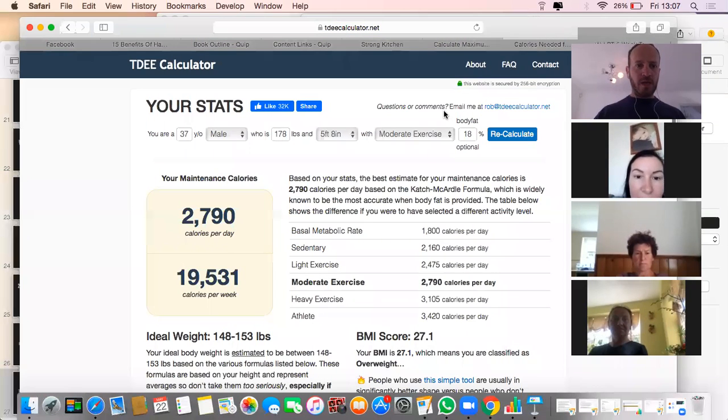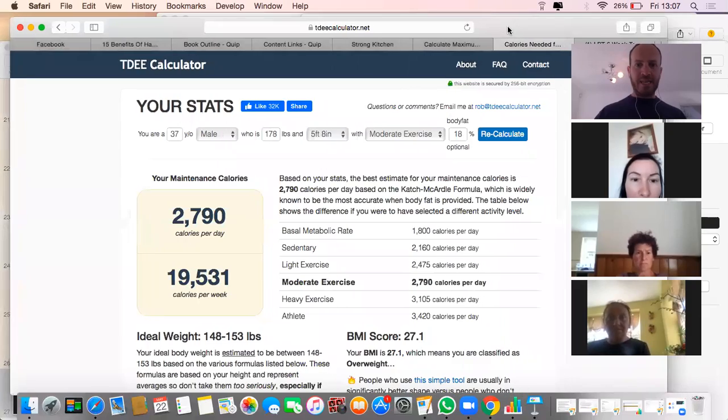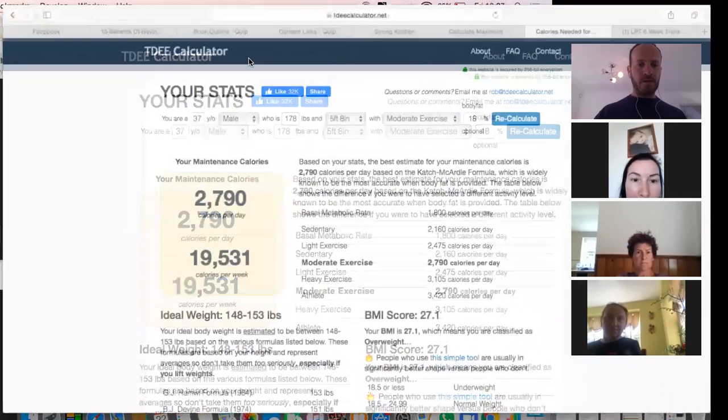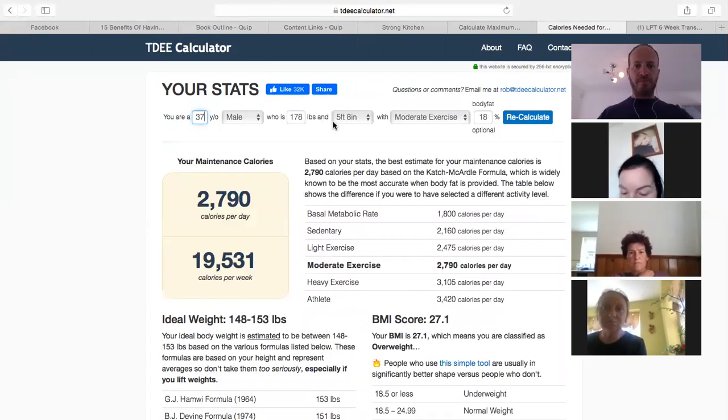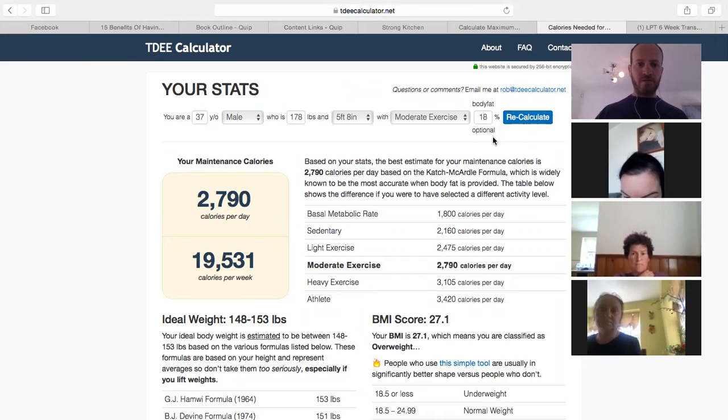So this one here is the TDEE, okay? So this is the total. So literally, you just plug in. So you see, I've done it there. So you are 37, male, 178 pounds, 5'8", moderate exercise. My body fat's 18%. So I click recalculate.